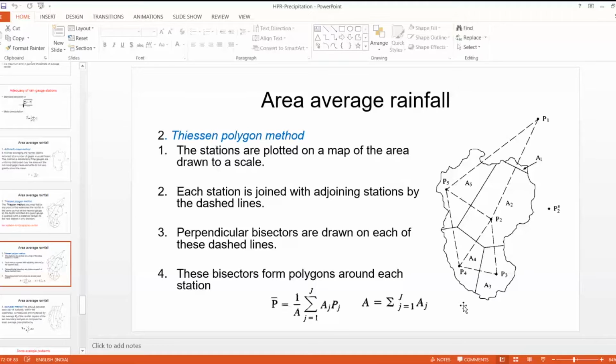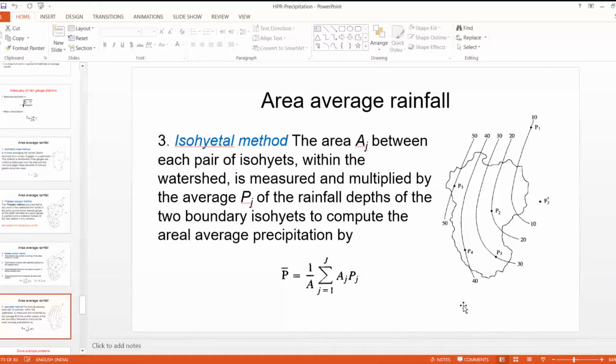So the next important method is the isohyetal method. This is a better method than the other two methods, that is the arithmetic mean method and the Thiessen polygon method. So in the isohyetal method, first we will draw contour lines of the same rainfall. Okay, so that is called an isohyet. An isohyet is a curve passing through points which have the same rainfall.